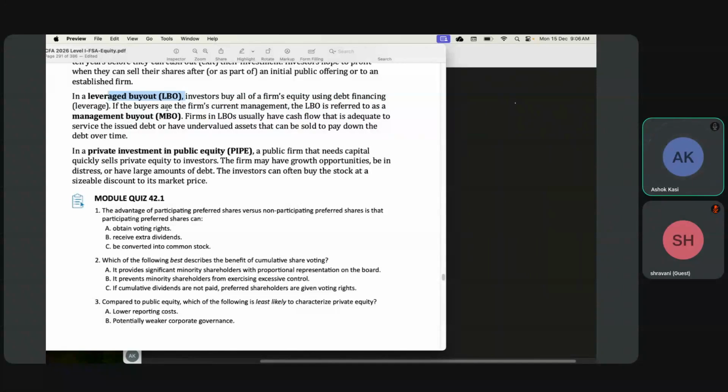Then management buyout means what? If the buyers are the firm's current management, then it becomes a management buyout. Like you see with Bharat Pay, the management took over. Ashneer Grover was the founder, so he has been shown the door, and the management took over. So that is a management buyout.